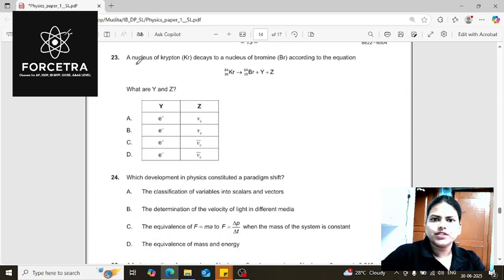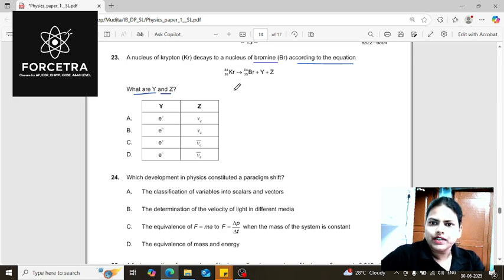Let's see the next question. A nucleus of krypton decays to a nucleus of bromine according to the equation. This is the equation. What are Y and Z? Let's see the equation. It is krypton 84, 36, going under beta decay, which gives bromine 84, 35, plus Y and Z.